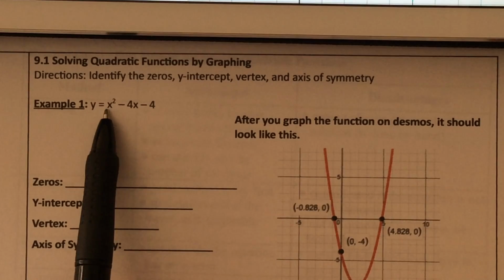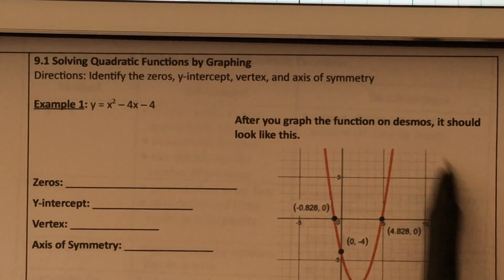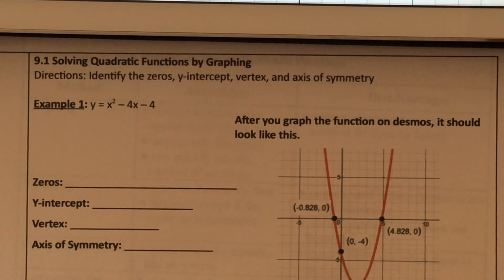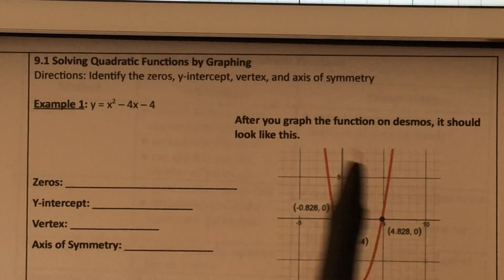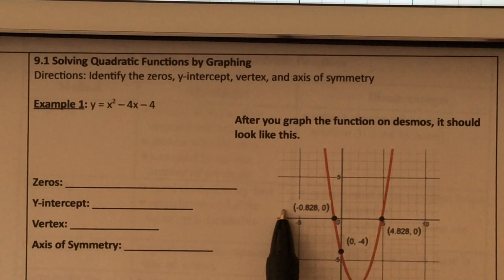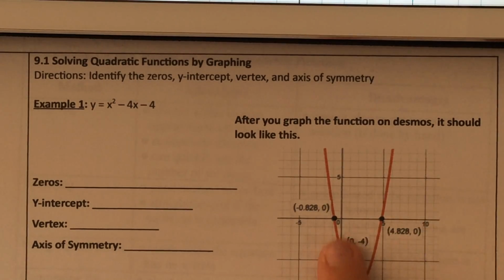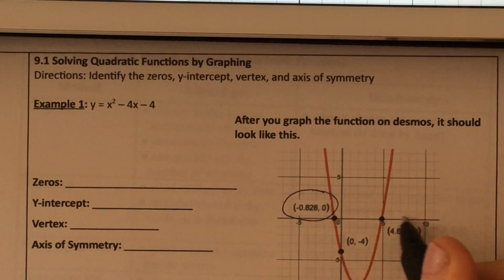The example, y equals x squared minus 4x minus 4. So over here, we did a screenshot of what your graph would look like if you were to type it into Desmos. This is what you should get. So your zeros, remember, is when y is 0, so it's your x value. It's when it crosses or touches the x-axis. So when you click on your Desmos, which we'll do on the next couple examples, you'll notice it's these two points, and so it's your x value. So it's these two right here.